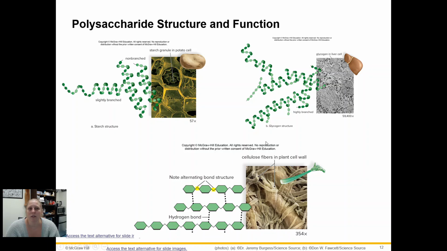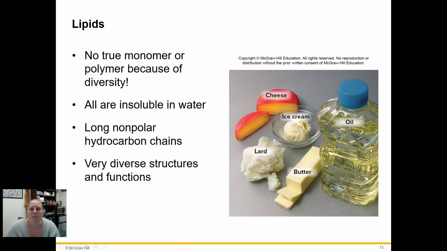Okay, so lipids. Lipids are fats. Generally speaking, we say lipids are fats and oils. Awesome. Lipids are so much more than that. They also include waxes and steroids like hormones. They are incredibly versatile and diverse. And in fact, lipids do not have a true monomer or polymer because of the diversity.